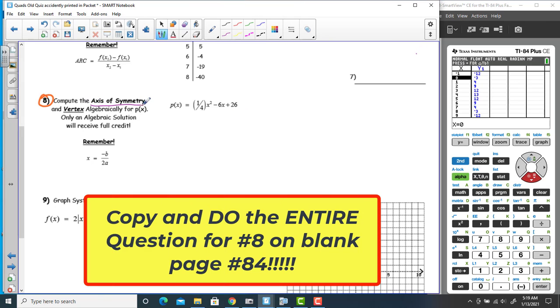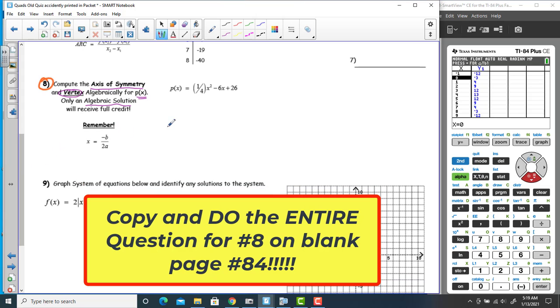You're asked to compute the axis of symmetry as well as the vertex for the given function p of x, and only an algebraic solution will receive full credit. So this is one of the skills that Delta is asking you to do as well. Now, what you should know about the axis of symmetry is that when we graph a quadratic, the vertex is going to be either the minimum or the maximum amount. It's going to represent the turning point.